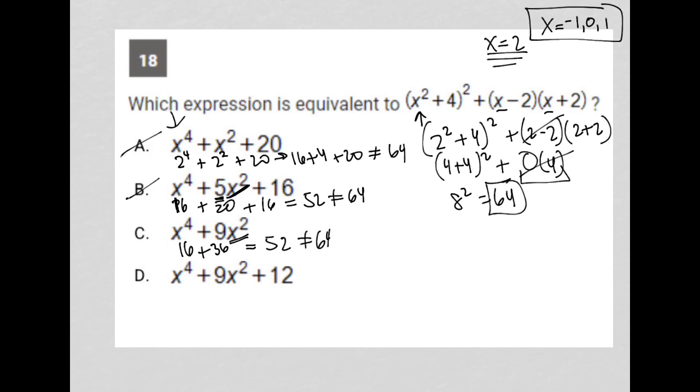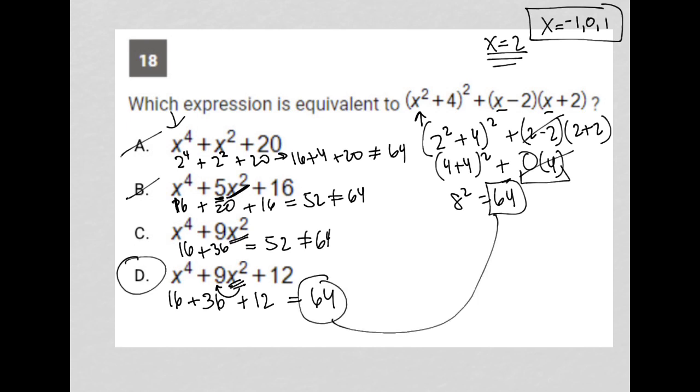And choice D, again, this is 16. This is 4. 4 times 9 is 36. So 16 plus 36 plus 12. And in this case, I'd have 64. So it matches. I have a match. So that's another way in which we can solve for the correct answer here using plug in your own number.